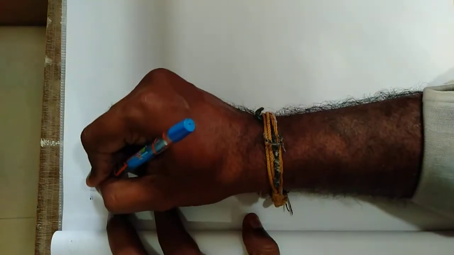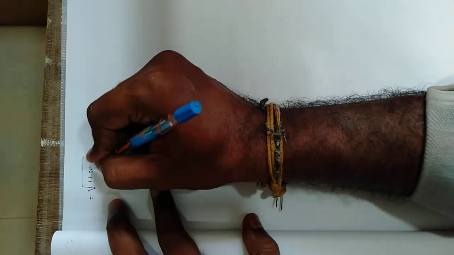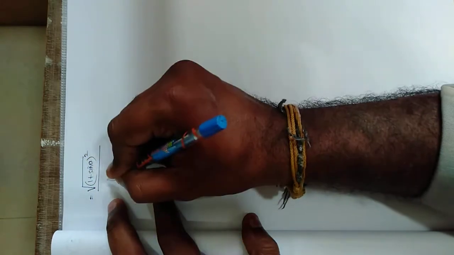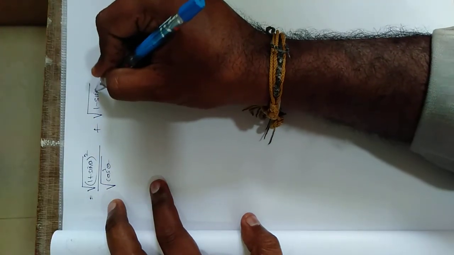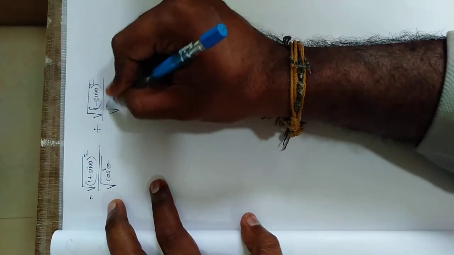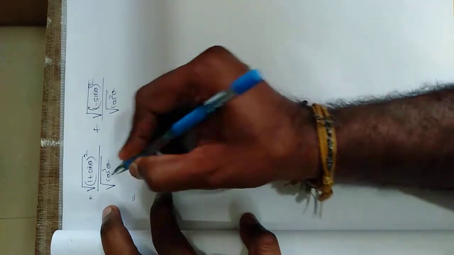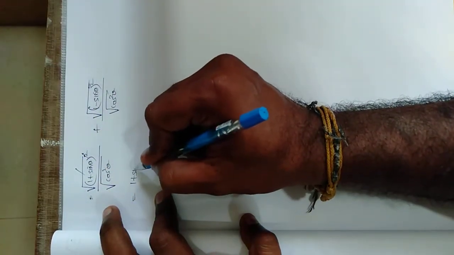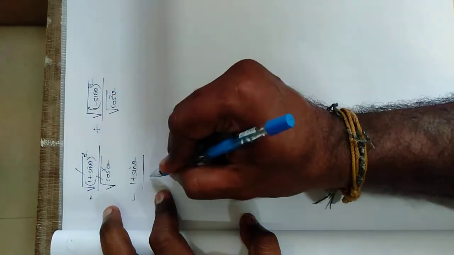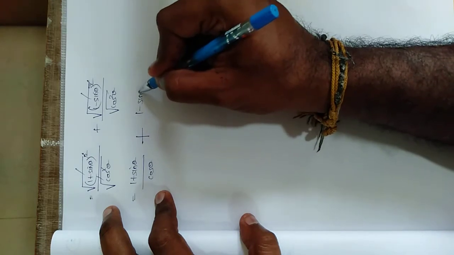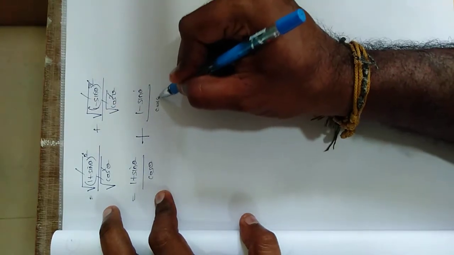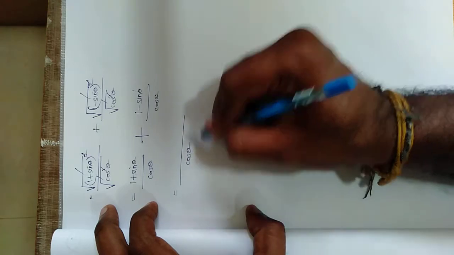So how am I going to separate the square roots? It is equal to the square root of (1 plus sin theta) the whole square divided by the square root of cos square theta, plus the square root of (1 minus sin theta) the whole square divided by the square root of cos square theta. The square and square root cancel, so 1 plus sin theta over cos theta, plus 1 minus sin theta over cos theta. Cos theta is the same, so put cos as it is.